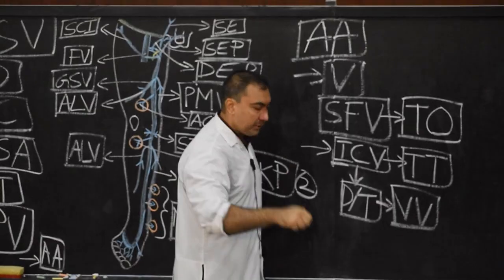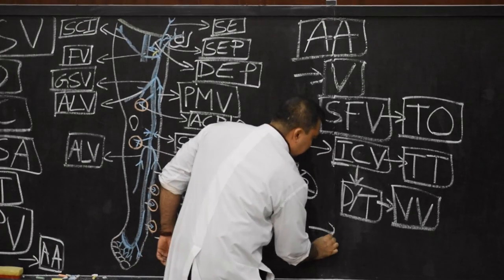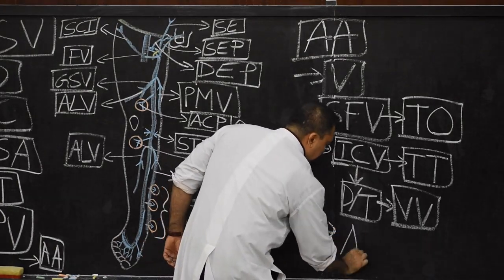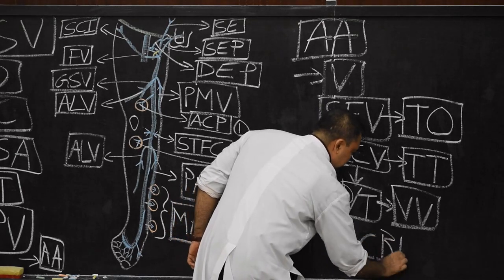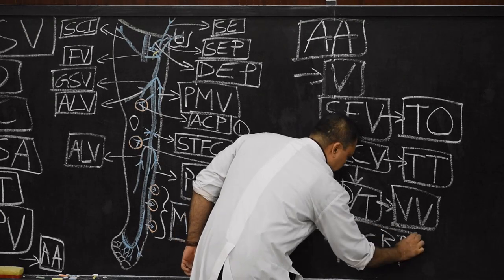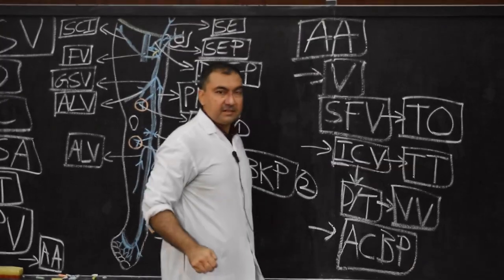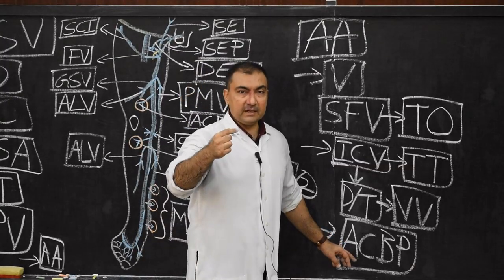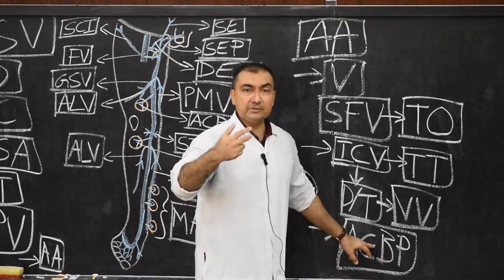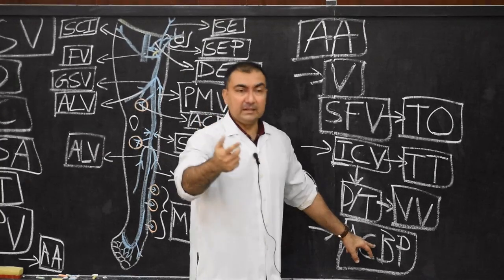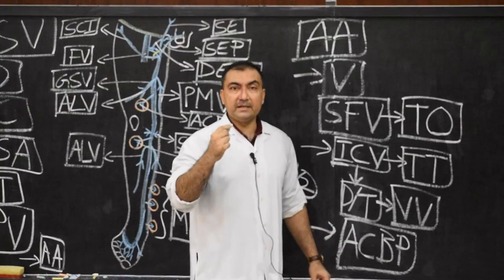And the last point in applied anatomy will be, in cases of aortocoronary bypass surgery, to improve the ischemia of the heart, the great saphenous vein will be used as an arterial graft. This is the last point of applied anatomy.